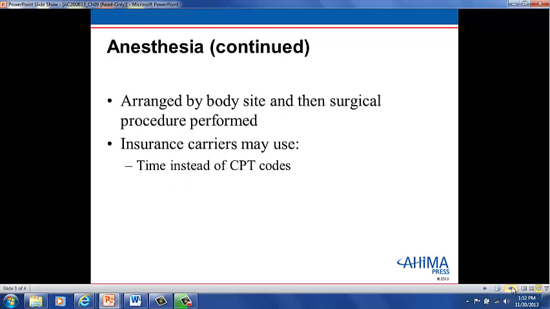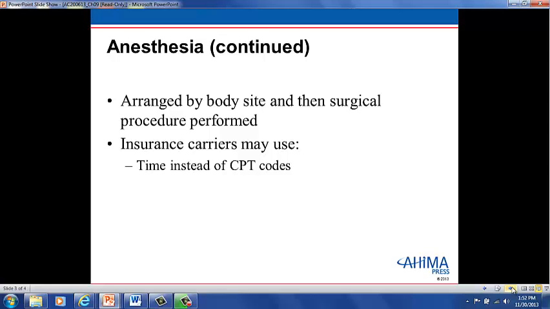The codes in the anesthesia section are arranged first by body site and then by specific surgical procedure performed, and they may be found in the alphabetic index of the CPT codebook by referencing the main entries of anesthesia or analgesia. For anesthesia services, it is important to review third-party payer rules and regulations for submitting CPT codes. For example, time is used instead of a CPT code.